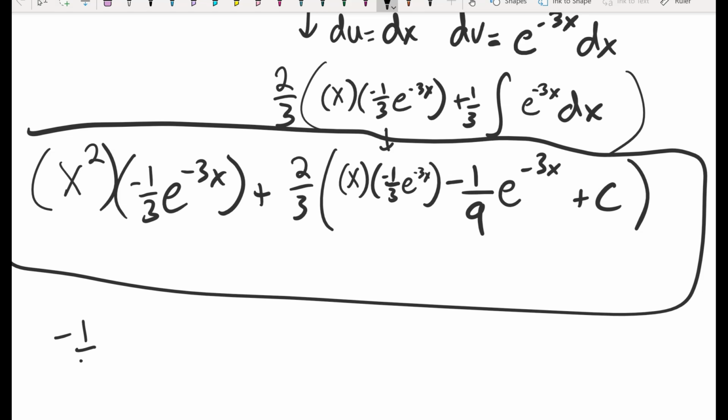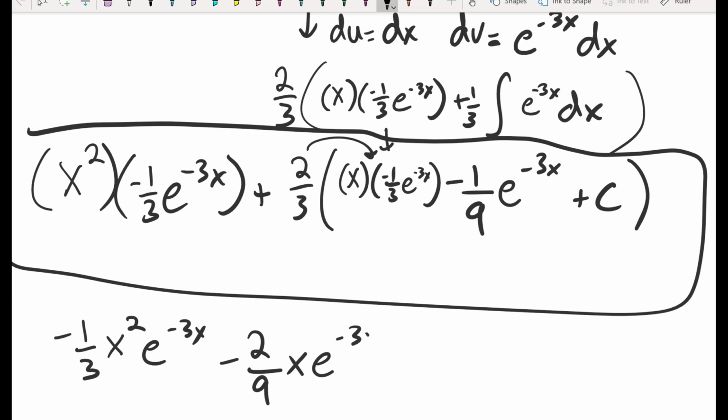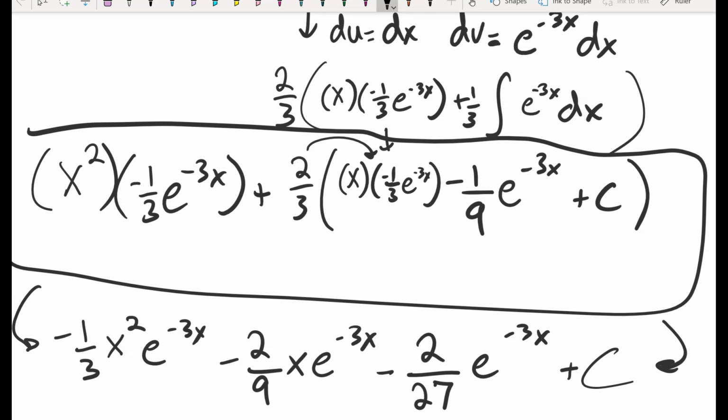You could bring out the negative 1/3 x squared e to the negative 3x plus, if I multiply that 2/3 in there, that's going to be a minus 2/9 times x e to the negative 3x, and then minus 2 over 3 times 9 is 27 e to the negative 3x, plus, when I multiply 2/3 to some constant, I get another constant. So both of these forms are equally correct. It's up to you if you want to simplify. As long as you're careful with your constants, you'll be fine.